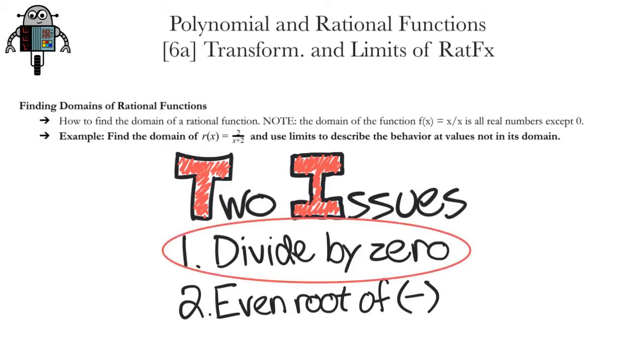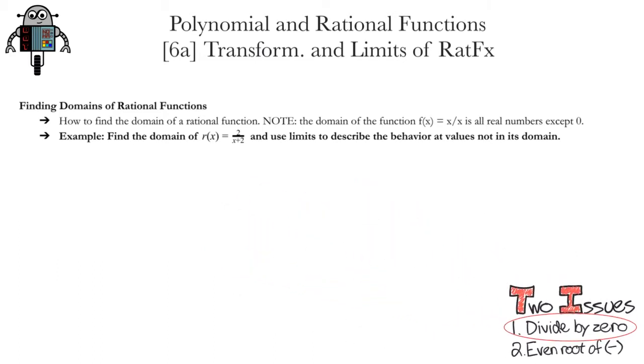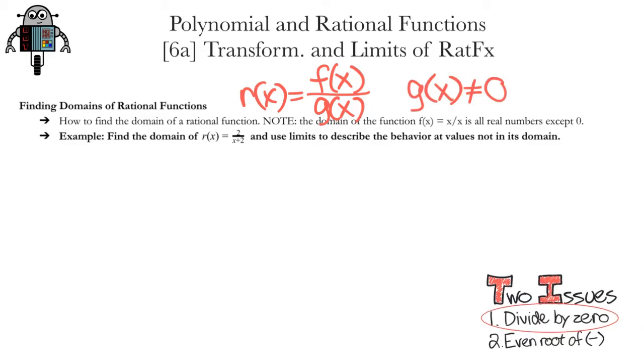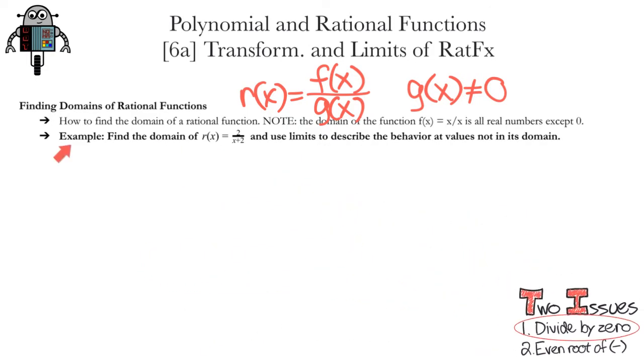But how do we know that? Well, a rational function is the ratio of two functions. We can say r of x is equal to f of x divided by g of x. That means g of x cannot be equal to 0. Otherwise, we have an issue. Let's apply this to the example.